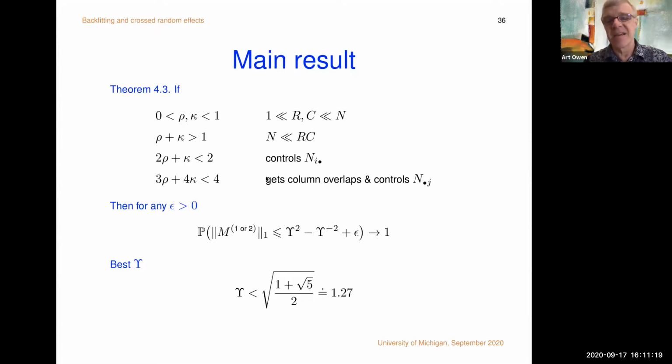And then we also need to control the column size, but even more, we have to control how much overlap there is between 2 columns. So if you pick 2 columns, they have to overlap at least a little bit, and this is the condition we needed. Under these conditions, then our 1 norm with probability tending to 1 is below this thing. So here's our epsilon squared minus epsilon to the minus 2 plus epsilon.